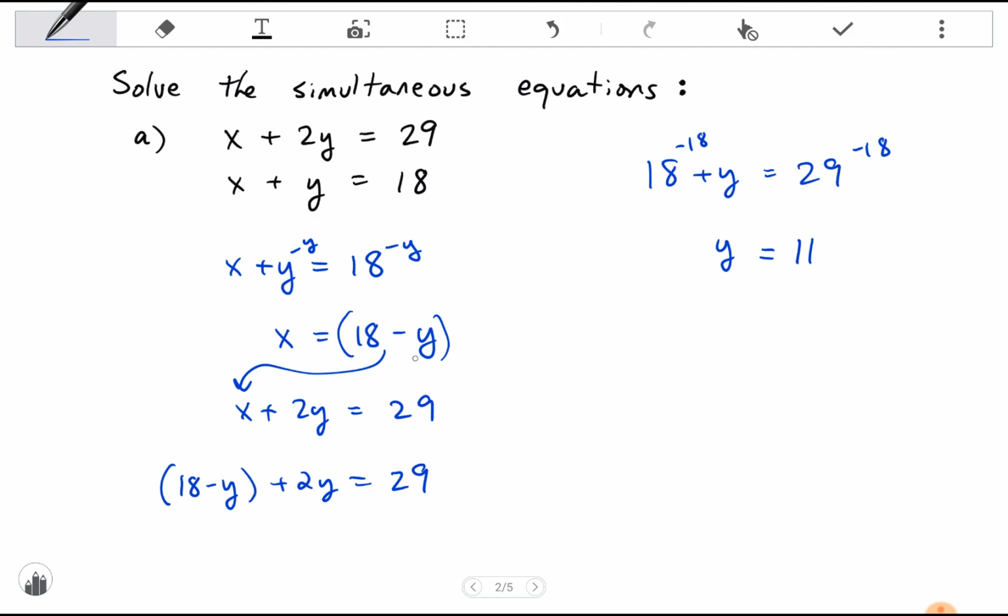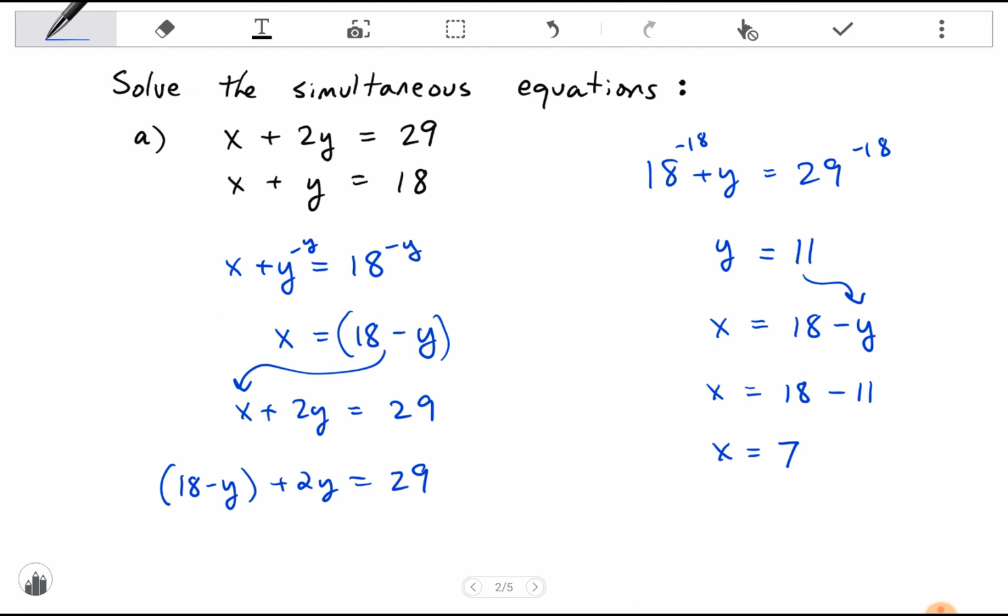Well, right here we said x equals 18 minus y. Actually, you can put it back into any of these equations. You can put it in here, you can put it in here, anywhere you want. Just substitute in y equals 11, but we'll stick with this one. So x equals 18 minus y. Y in this case is 11. So x equals 18 minus 11. That means we get 7.